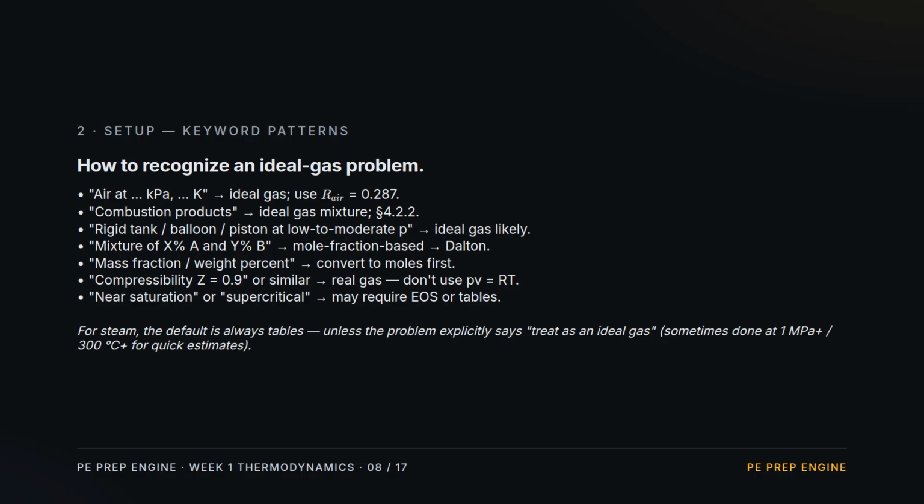Pattern recognition. Air at low to moderate pressure and reasonable temperature. Ideal gas. Combustion products. Ideal gas mixture. A rigid tank, balloon, or piston cylinder at moderate pressure. Usually ideal gas. Percentages are usually mole fraction, but read carefully. Mass fraction or weight percent means convert to moles first. 2 red flags, an explicit Z off 1, or a state near saturation or supercritical. For steam, default to tables unless told to treat it as ideal.